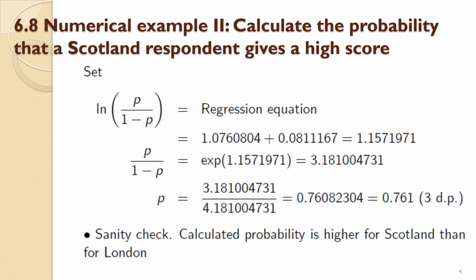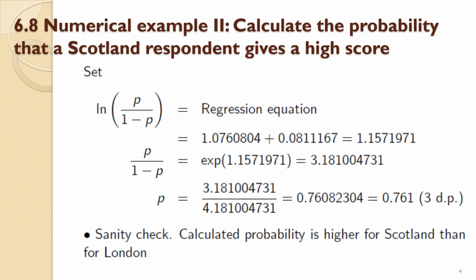So a numerical example then, calculate the probability that a Scotland respondent gives a high score. If you look at slide 6.5 where these fixed effects terms are hiding, set the log of the probability over 1 minus probability equal to the regression equation, and this regression equation is the fixed effects term, slide 6.5. So P over 1 minus P is equal to the exponential of the regression term, and then the probability is equal to the exponential of the regression term over 1 plus this, and it comes out in this case 0.761.